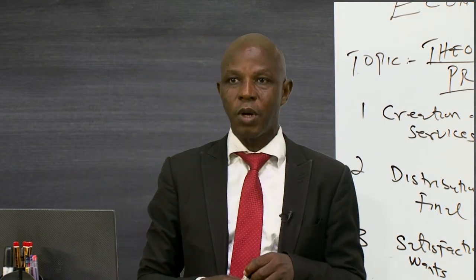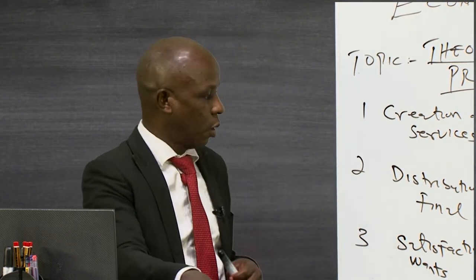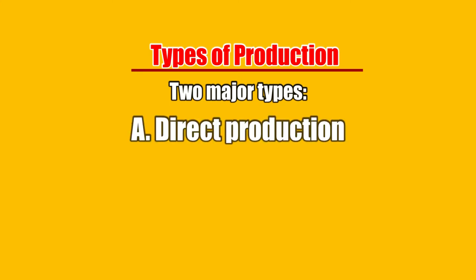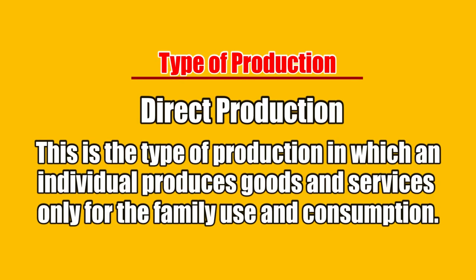So the next question I want to ask you is, what are the major types of production? What are the major types of production? So the first one is direct production, and the second one is indirect production. Direct production and indirect production. So what is direct production? So direct production is a type of production in which an individual produces goods and services only for family use and consumption.